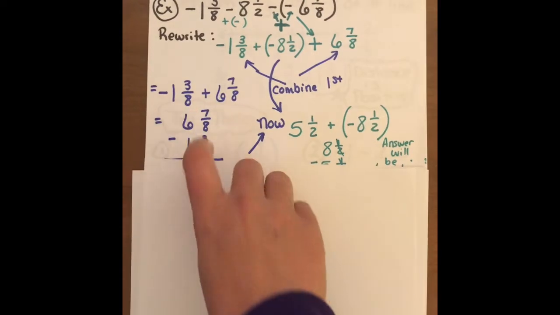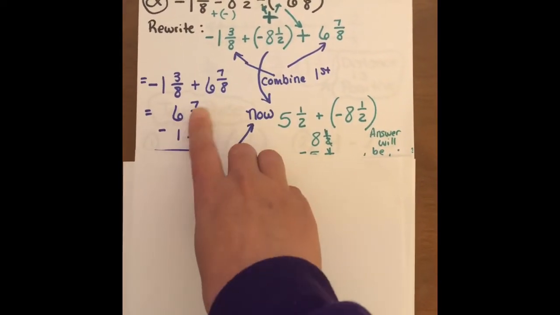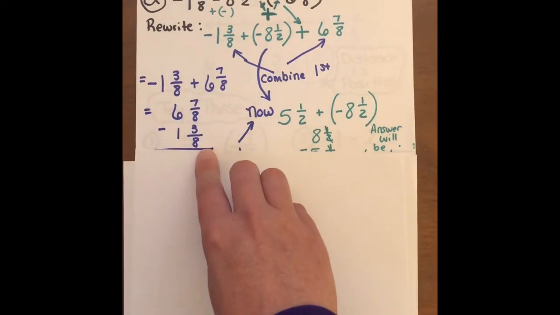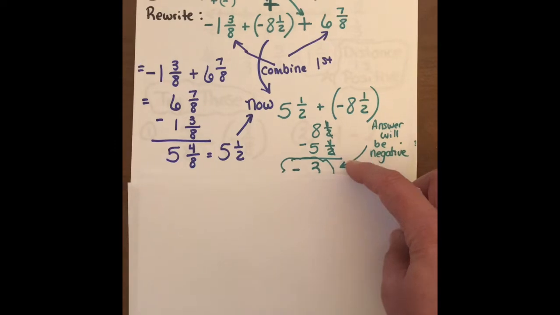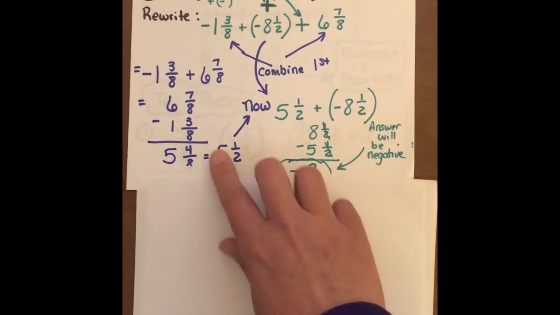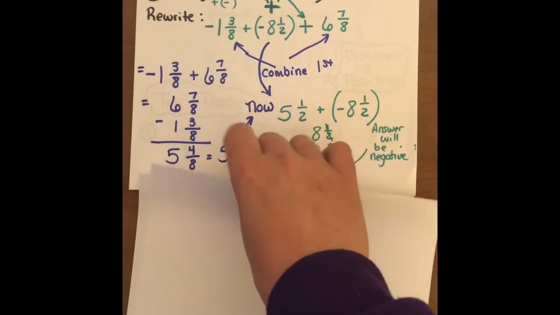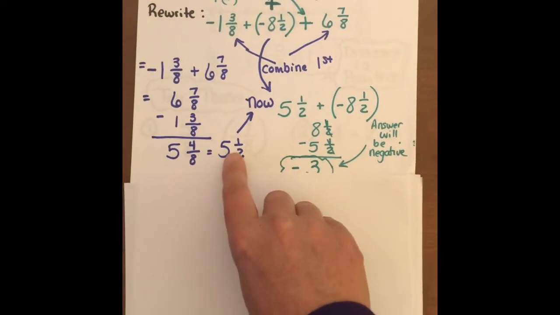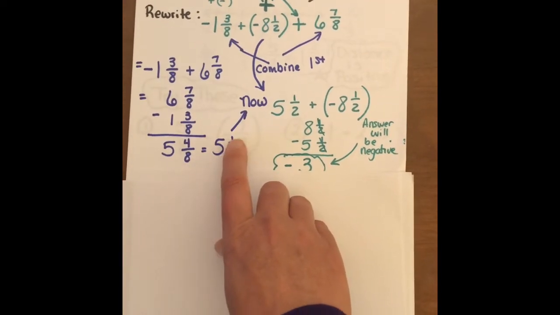Because this is negative, I actually need to take it away from the 6 7/8. So I have 6 7/8 minus 1 3/8. That's going to give me 5 4/8. The bigger number here is positive, so my answer is going to be positive for this part of the problem. So I got 5 4/8, which can be reduced to 5 1/2.